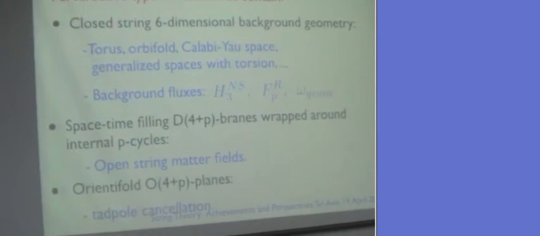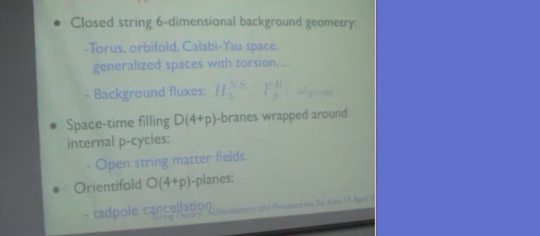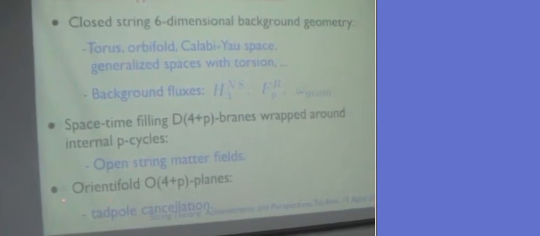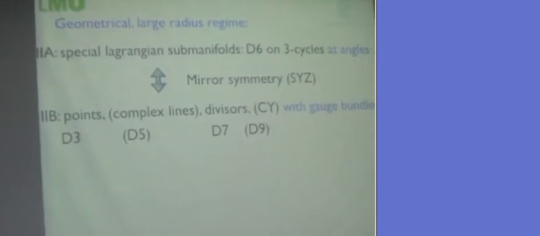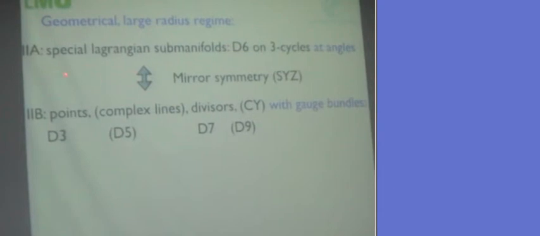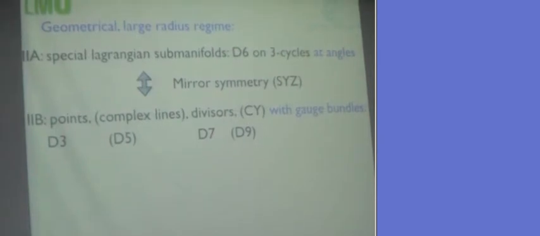And finally, for reasons of charge conservation, one also has to choose some Orientifold 4+p planes, which are, as I said, necessary for so-called tadpole cancellation. So in the geometrical large radius regime, which is the regime I want to discuss during my talk, in type IIA the space-time filling branes are special Lagrangian submanifolds, namely the D6 branes, which are wrapped on 3-cycles, and the various 3-cycles intersect at particular angles inside the compact space.